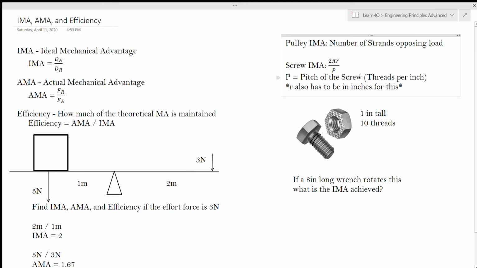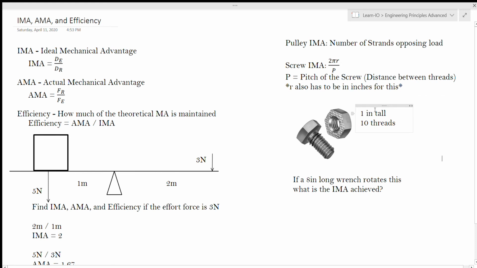So screw IMA is also dE over dr. However, since screws actually convert rotational motion into linear motion, it's easier to think of it as 2 pi r over p, where p is the pitch of the screw, which is not threads per inch. I don't know why that's written here. It should be the distance between threads. So the other way around, it's inches per thread.